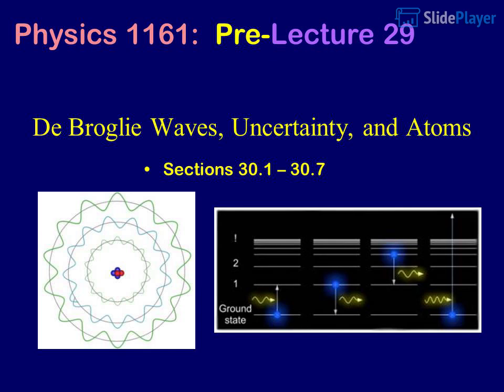De Broglie waves, uncertainty, and atoms. Physics 1161, Pre-Lecture 29. De Broglie waves, uncertainty, and atoms. Sections 30.1 to 30.7.